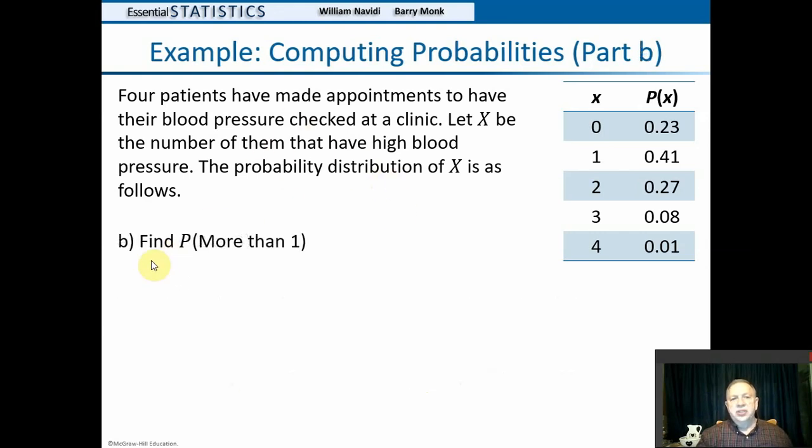So again, let's look at another version. Find the probability that more than one. More than one would not include 0 or 1. It has to be more than one, so only 2, 3, or 4. So we would add up the 0.27, the 0.08 we saw as 0.35, and here would be 0.36.